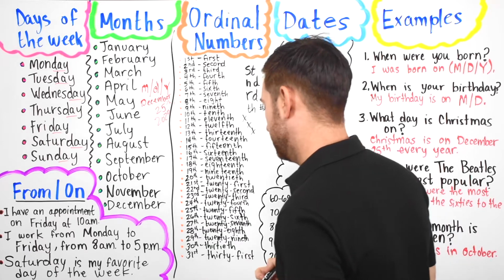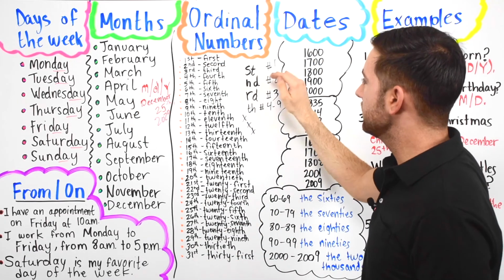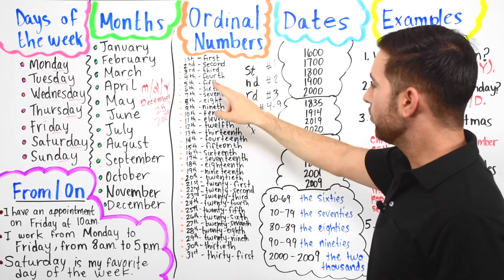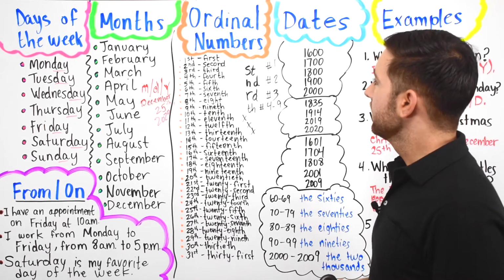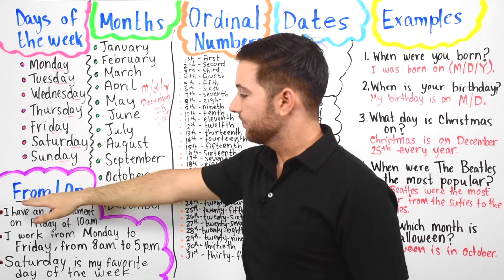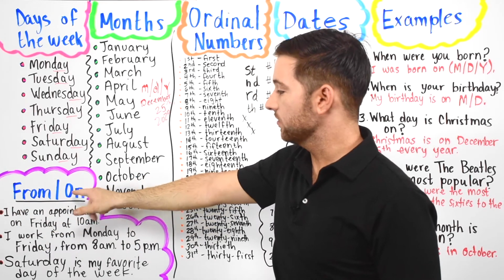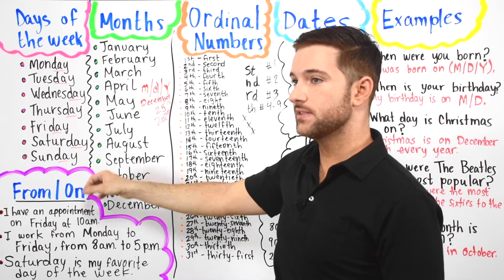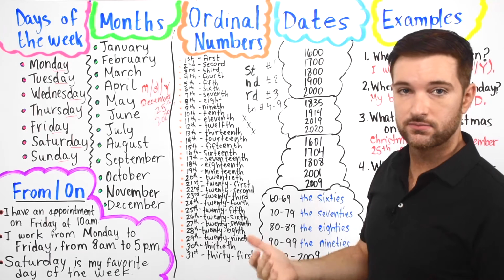You can see it here, like with first, second with ND, third with RD, fourth with TH. So pretty easy, guys. These are the ordinal numbers. These are the months. These are the days of the week. These are from, when something begins, and then this is on, the word on, so from and on. On we use to talk about a specific date. So now let's talk about the dates.